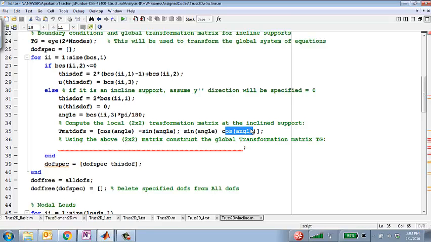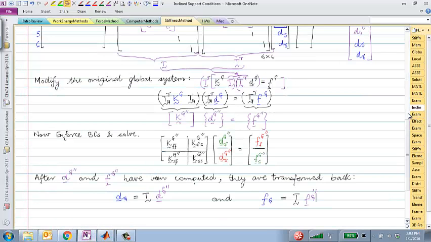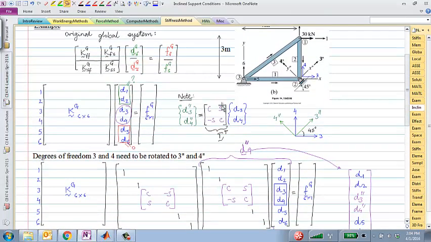It calculates that sub 2 cross 2 matrix for you. So this TMAT, TMAT DOFs that I'm calling, is exactly the same matrix as this small 2 cross 2. Your job is to take this 2 cross 2 and put it in the right location in the global system transformation matrix. Go ahead, Nate.